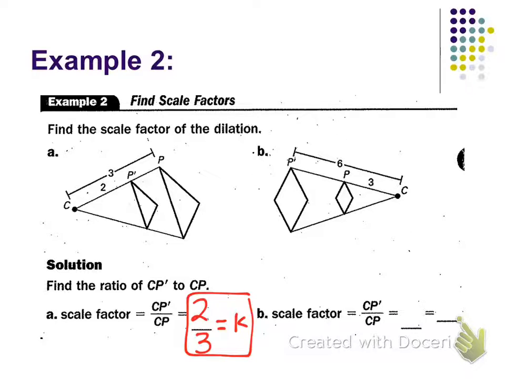All right, on part B, what is the distance between C and P prime? 6. The distance between C and P? 3. Can that one be reduced? Yeah. What does it become? 2/1. If you want to just write it as 2, that's fine. Can we leave it 2/1? Yep, leaving it 2/1 is also okay.